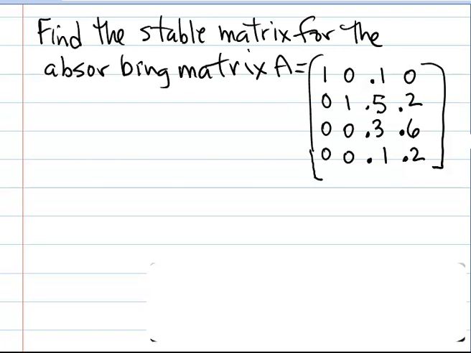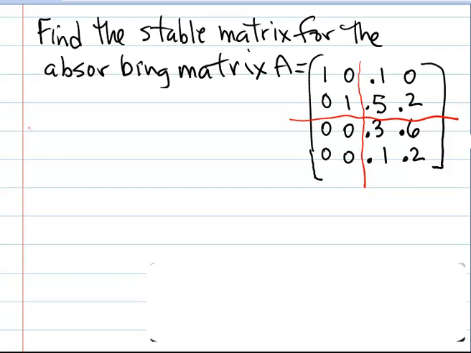Okay, in this video I'm going to find the stable matrix for this absorbing matrix A, and I'm going to do the calculations by hand. In this matrix A we see two absorbing states, and those are in the first two columns. You have to be sure that those absorbing states are always up front. This allows me to partition the matrix.